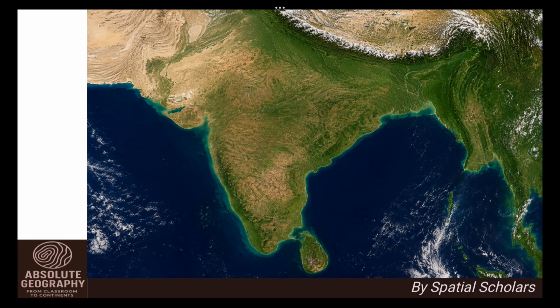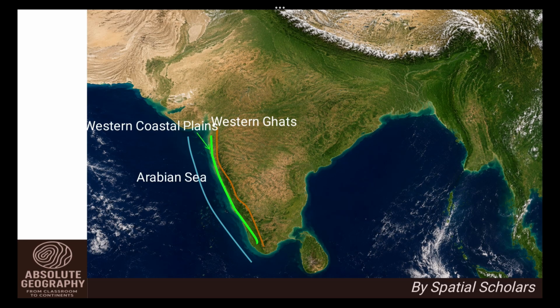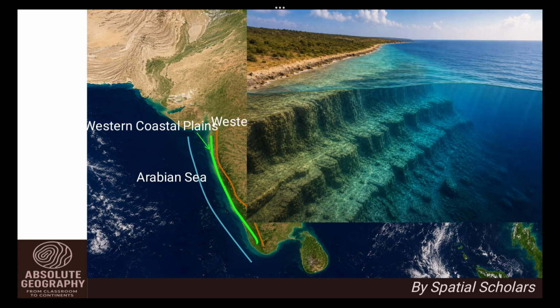Let's begin with the western coastal plains. These plains stretch between the Western Ghats and the Arabian Sea. They are a classic example of a submerged coastline. Millions of years ago, a massive block of land fractured and tilted downward into the Arabian Sea. As part of the coastline became submerged, seawater flooded the low-lying areas, creating a narrow, rocky, and highly indented coastline.